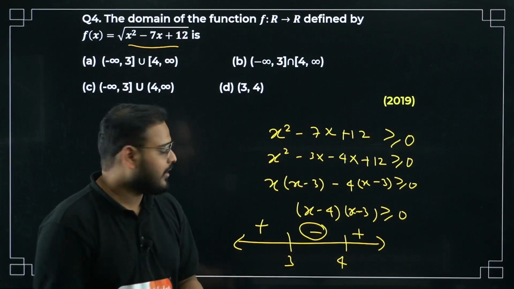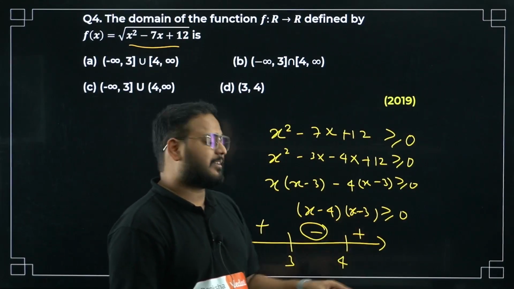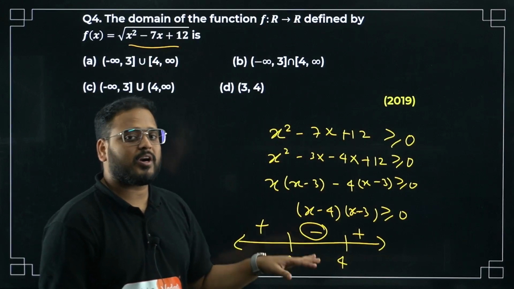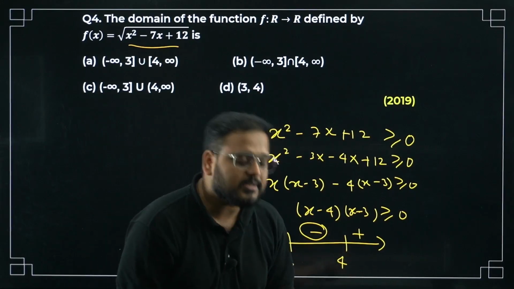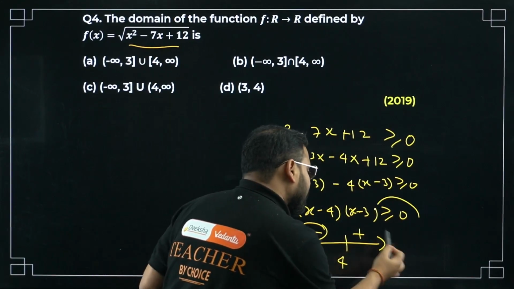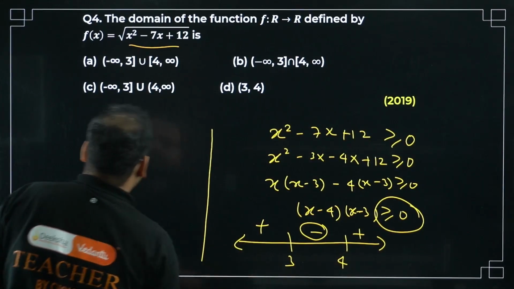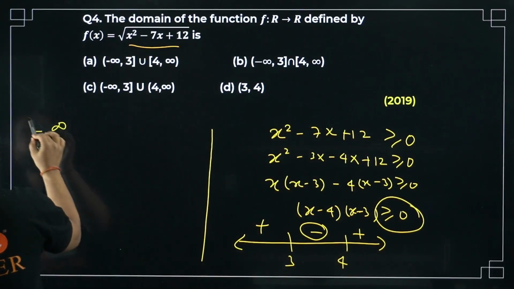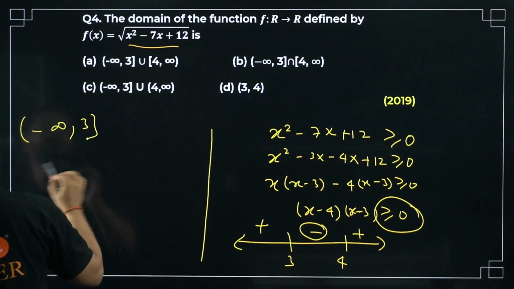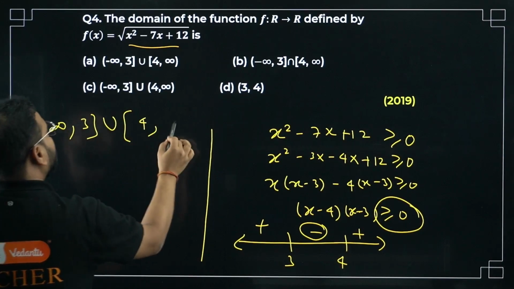Clear? Okay. Take a number below 3, take 0. 0 minus 3 is negative. 0 minus 4 is negative. Product will be positive. Right? So plus, plus. What are we looking for? Greater than means positive side. What is the answer going to be? Negative infinity to 3, closed, union, 4 closed to infinity.